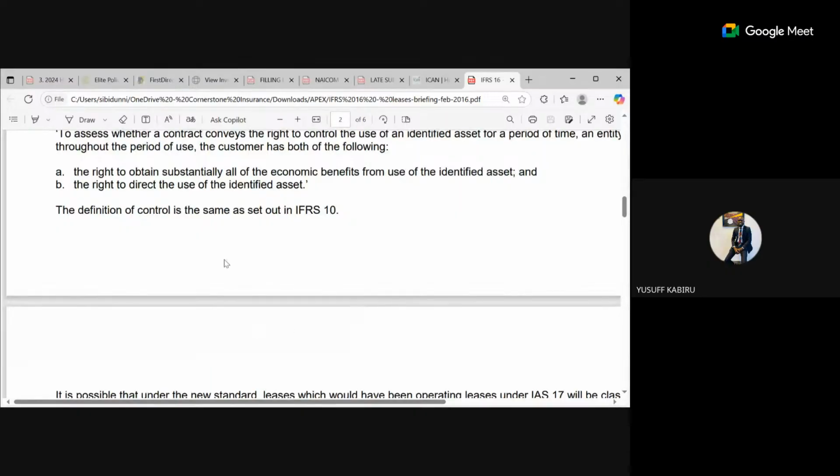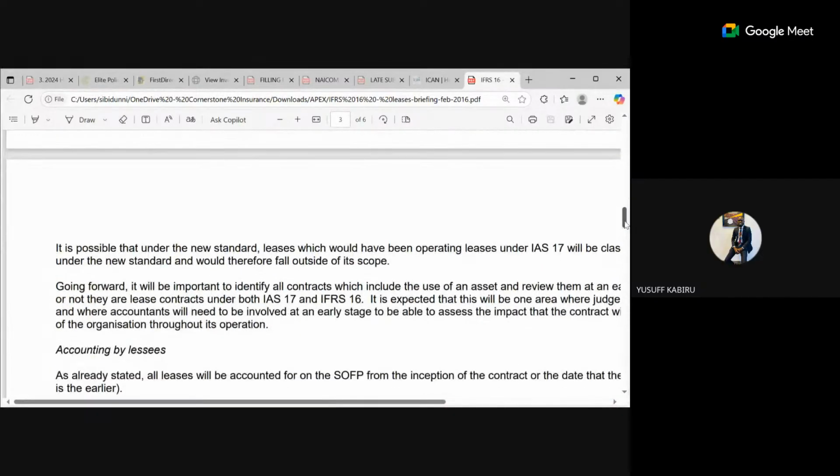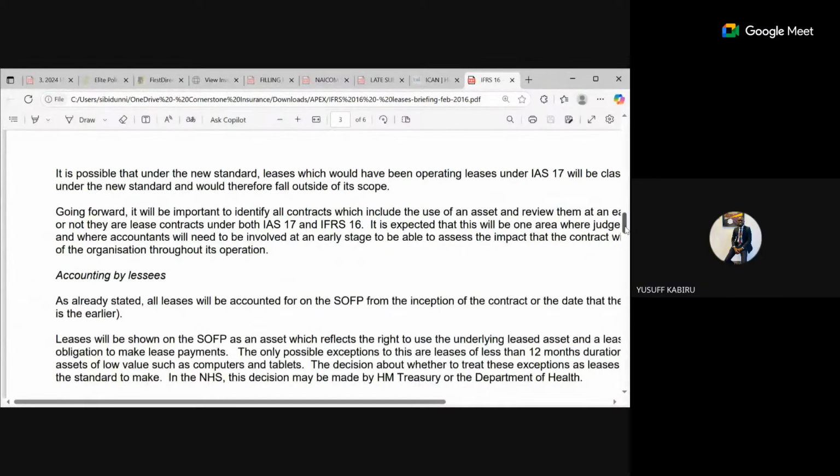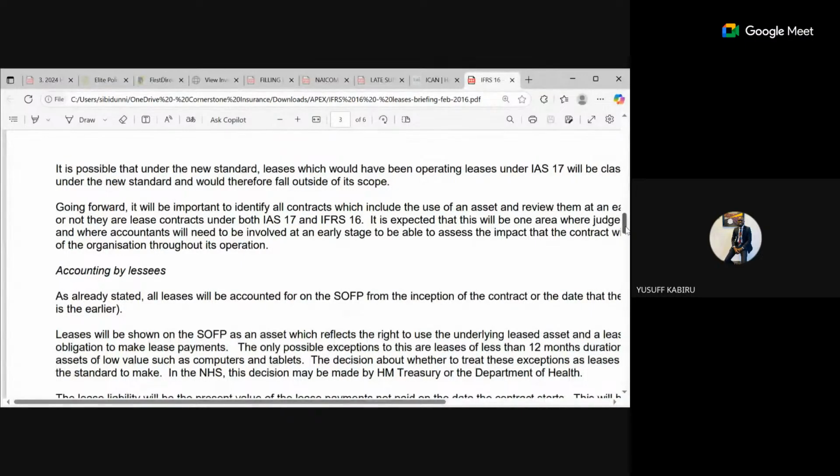So the definition of control is the same as set out in IFRS 10. You know what IFRS 10 is all about. That's part of the standard that sets out your group accounts. So that's what we call the business combination. You have IFRS 3, IFRS 10. All of those are talking about the group account consolidation.